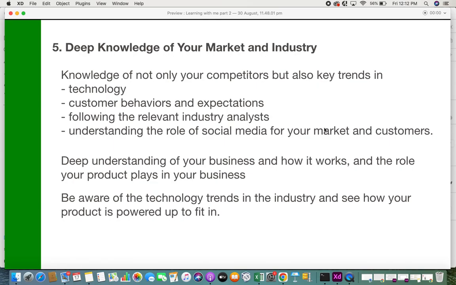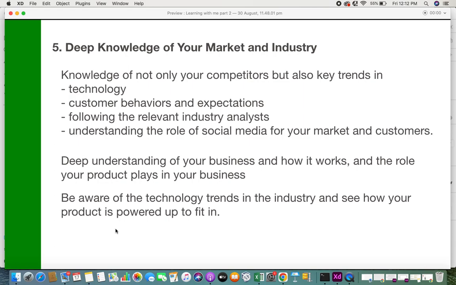So how do you know all this? It's only by understanding customers' behaviors, expectations, following the relevant industry analysts, and all these ways as you get to understand these different things. And also it's very important that you understand the direction markets and industries are taking, okay? So there should be a deep understanding of your business, how it works, and the role your product plays when it comes to the market aspects. And also you need to look out for and be aware of technology trends in the industry and see how the product can be powered up to fit in.